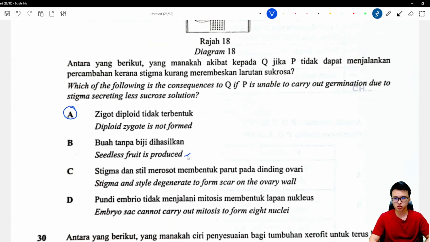Seedless fruit is produced. No, we are going to use the hormone because it's the auxin spray on the fruit. Then only you can produce a seedless fruit. This one no. Embryo sac cannot carry out mitosis to form egg nucleate. Okay, guys, this one is before double fertilization. So even without the pollen, it will still carry out the mitosis to form egg nucleate. So D is wrong. C wrong, B wrong. Answer is A for this question.